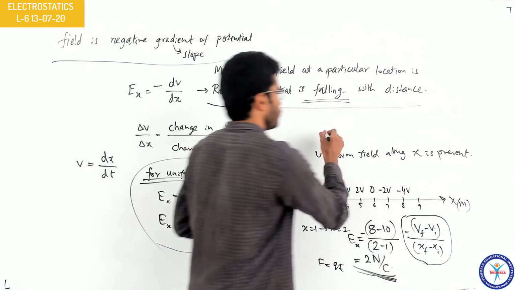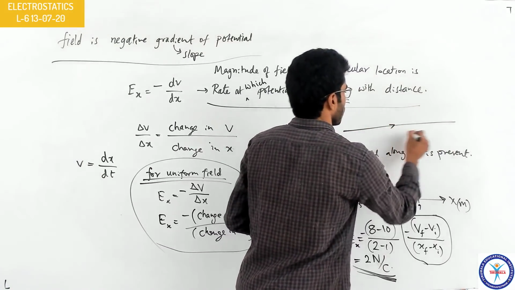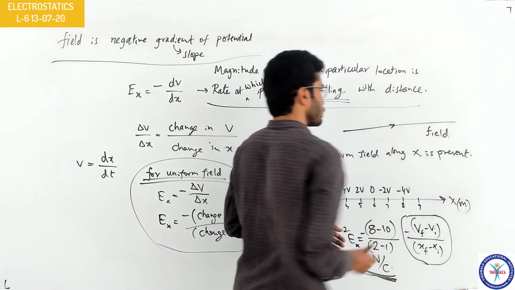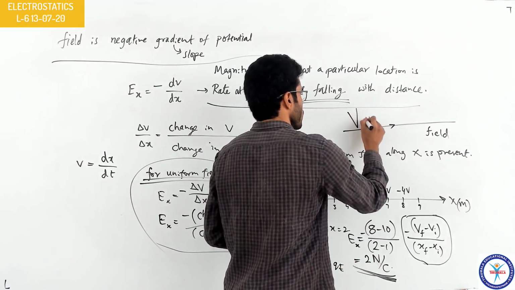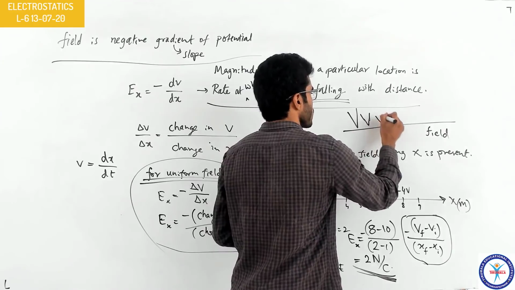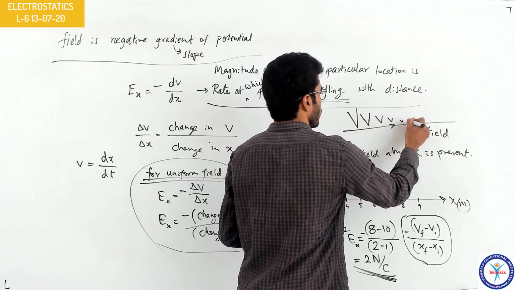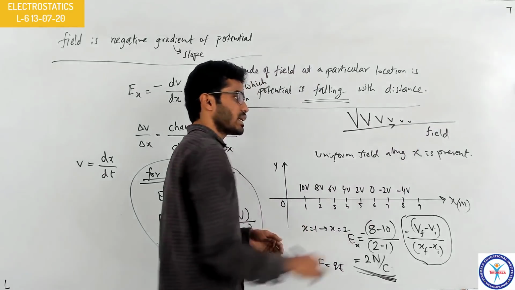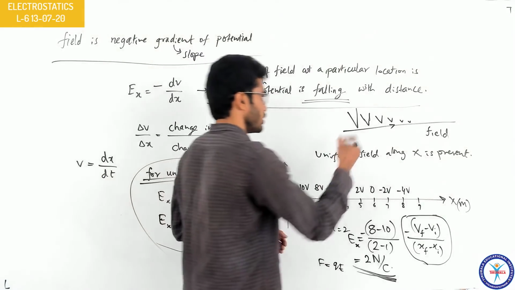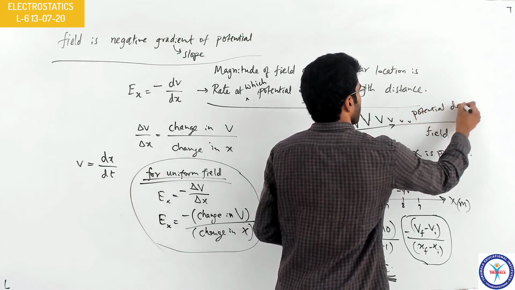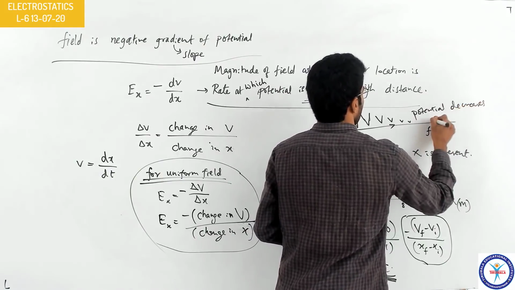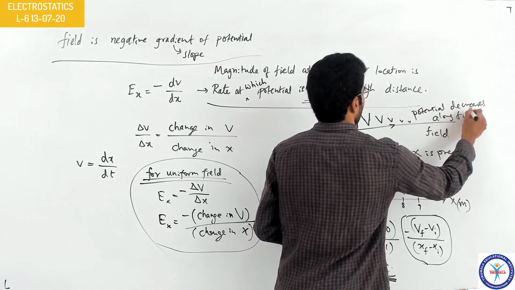So along a field line, the potential along the field line always decreases. If it is higher potential and then lower potential, it is even lower, it is even lower, it is even lower. So the potential decreases along the field line. This idea you should have. Potential decreases along the field line.